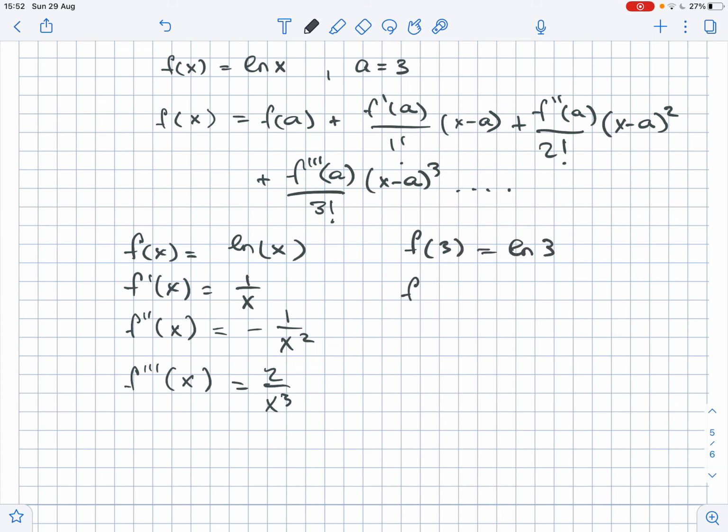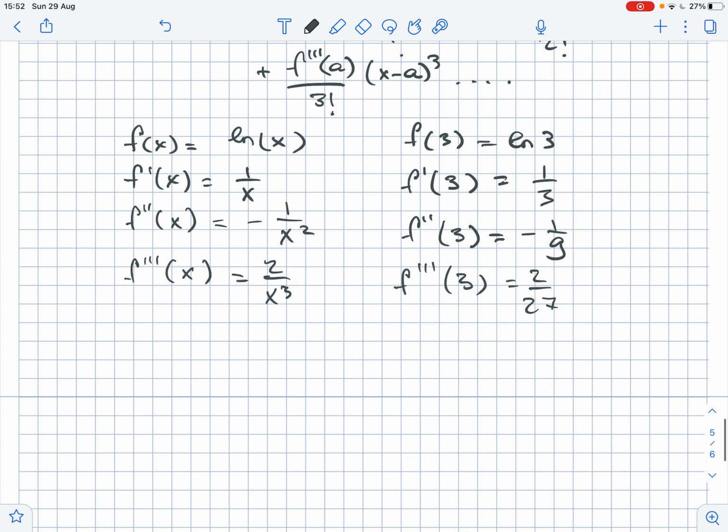Now let's find the values at x equals 3. So f of 3 equals ln of 3. f prime of 3 equals 1 over 3. The second order derivative of f of 3 equals negative 1 over 9. And the third order derivative of f of 3 equals 2 over 27.